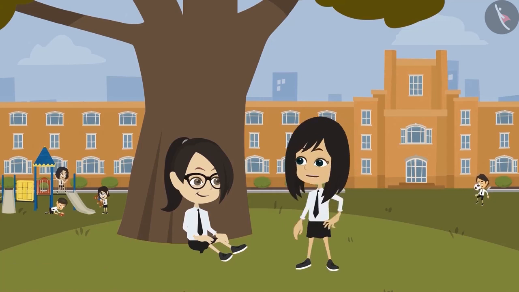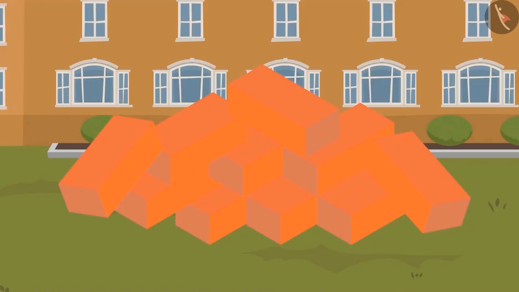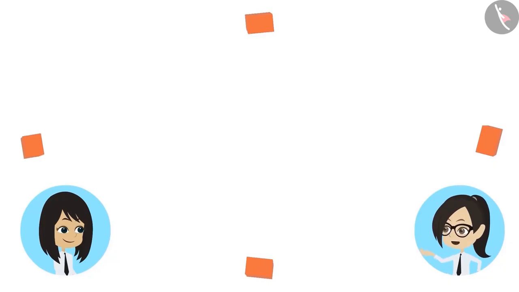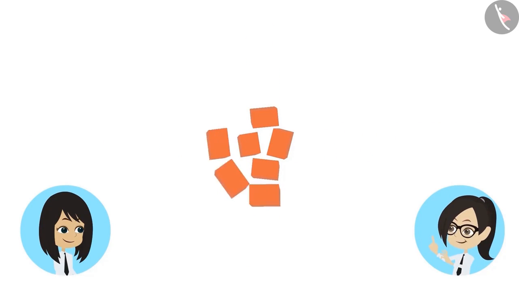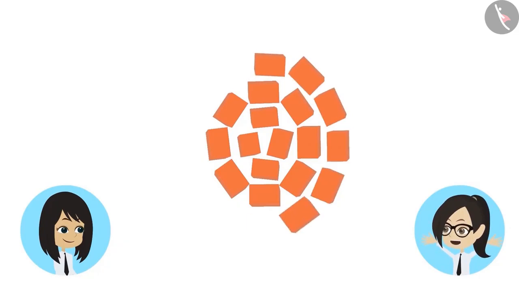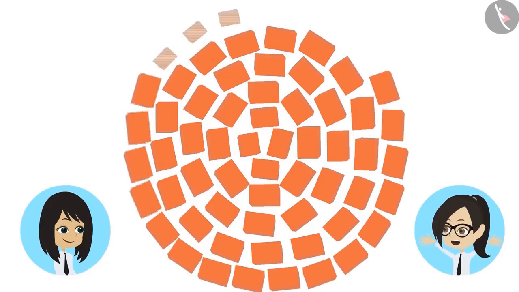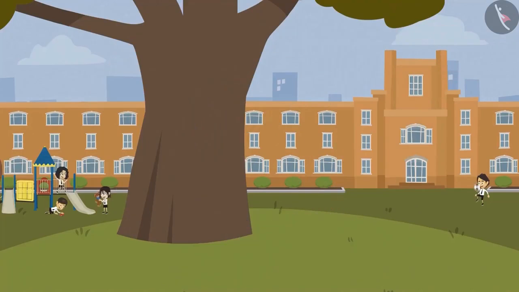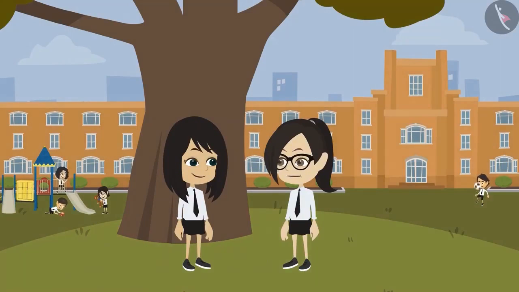Okay, for this we will need some bricks. Here are a few bricks. Let's make patterns using them. Let us first keep these 4 bricks like this. Now let's make a circle of bricks around them. Then make another circle of bricks around them. Then another and then another one. Look, it became a circular pattern. Apart from this, I saw another circular pattern in one place.